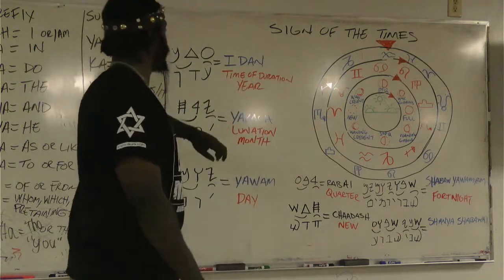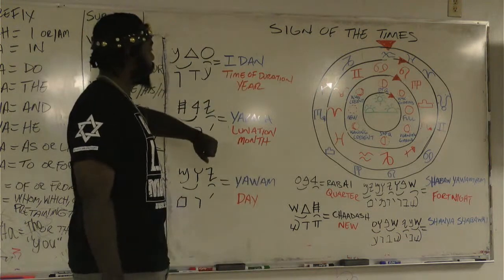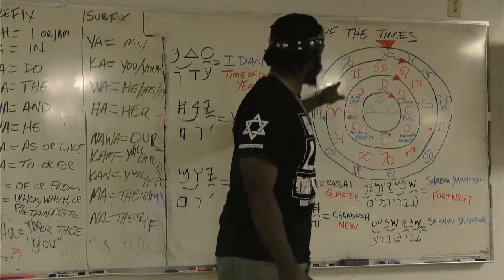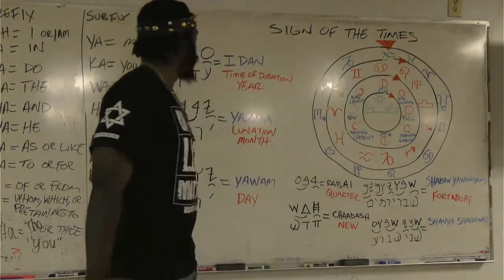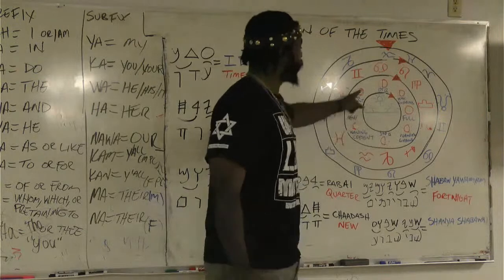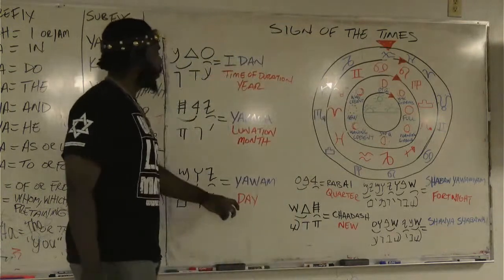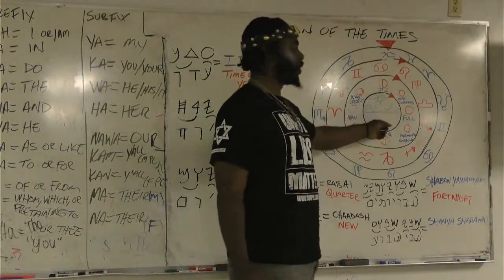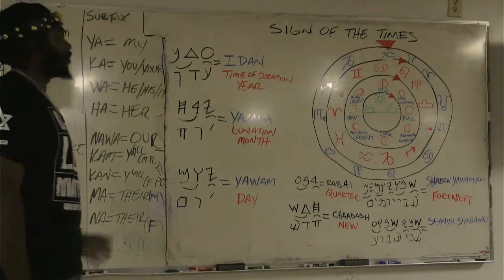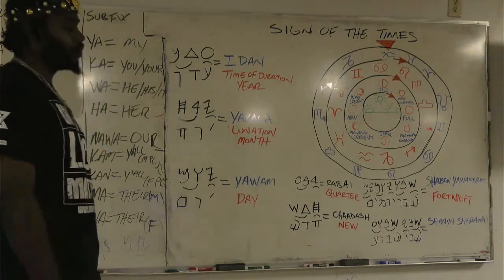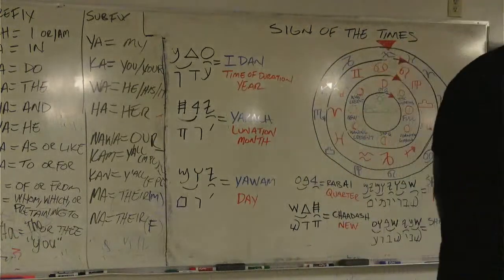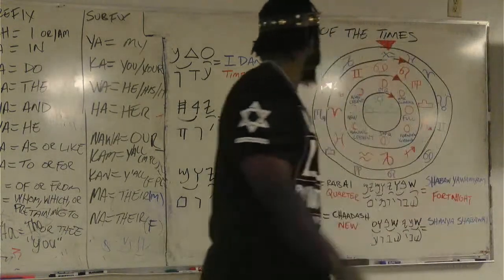So we have Idon, which is the year, right? So that's one full cycle here, right? We have Urak or lunation, which is one full cycle here. Then we have Yawam, which is one full cycle in the middle. All right. Okay. So add this information to your notes. We're going to use this as a stopping point right here. And we'll pick up here next week.